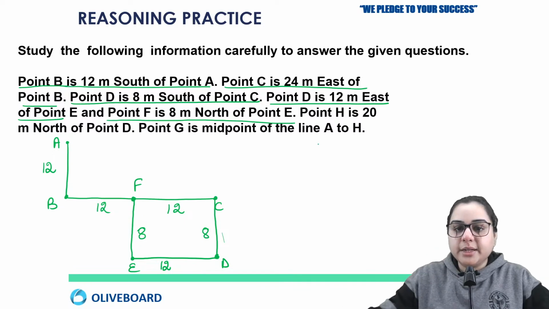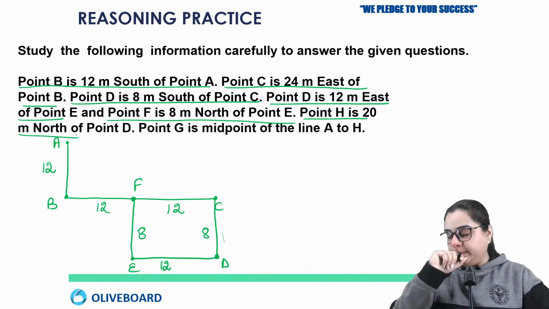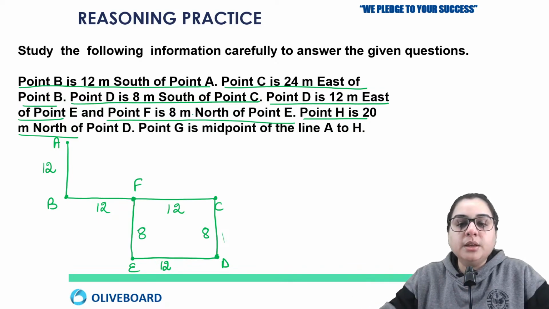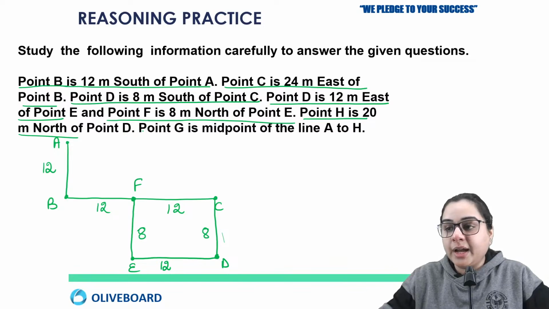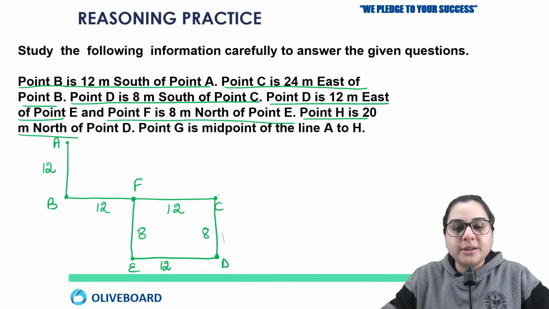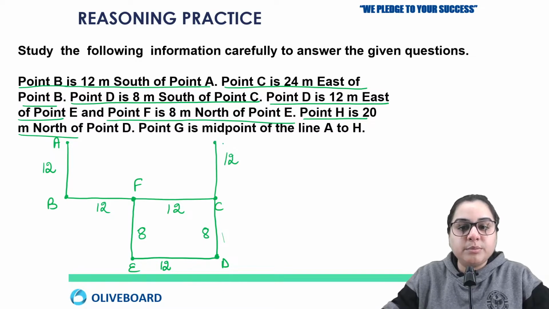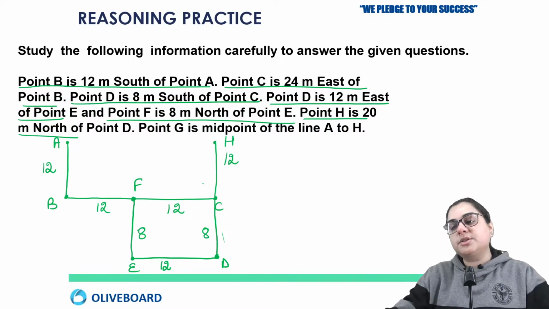Okay, next we have that point H is 20 meter north of point D. So if I move north of point D for 20 meter till point C, we are done with 8 meter. Okay, after that we are left with just 12 meter. So 12 meter will be just equal to the distance between A and B, because the distance between A and B is also 12 meter, and hence here will come point H. Okay, so I hope this is clear to you.